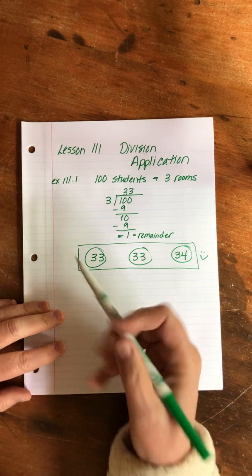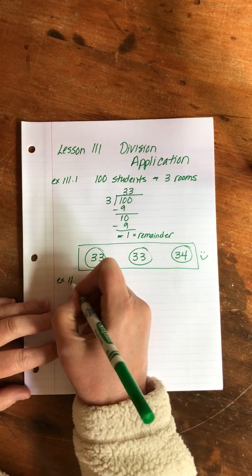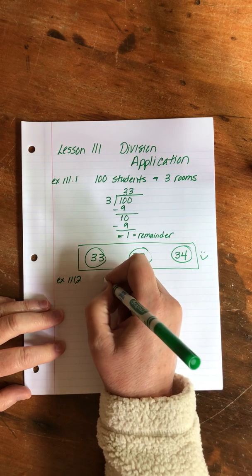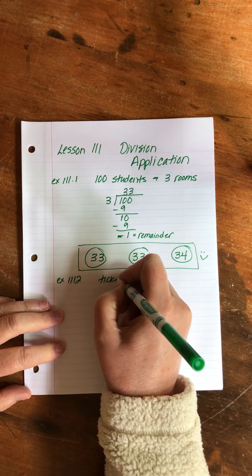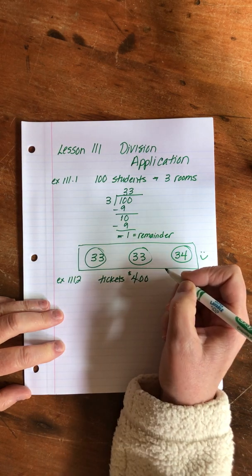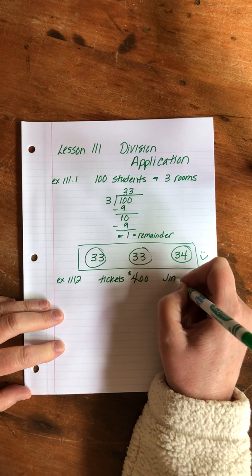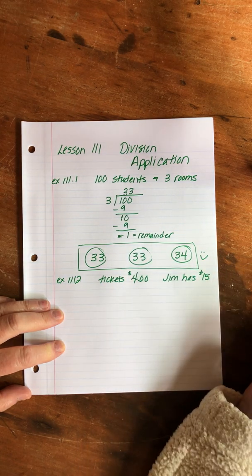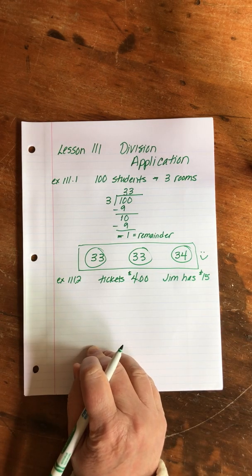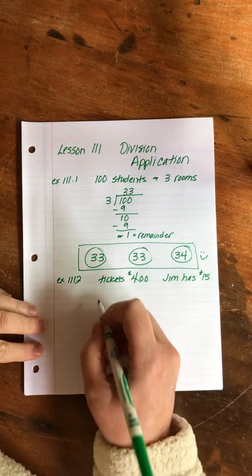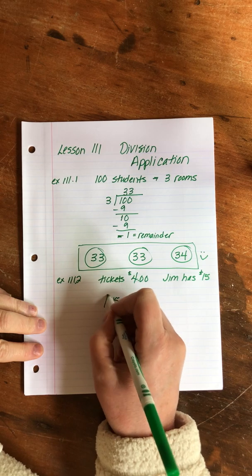Example 2. I think I just wiggled my page. Movie tickets cost $4 even. Jim has $15. How many tickets can he buy? Okay, it's a division problem, right? We're trying to see how many times we can get 4 tickets to go into $15. So he takes 15, we divide it by 4.